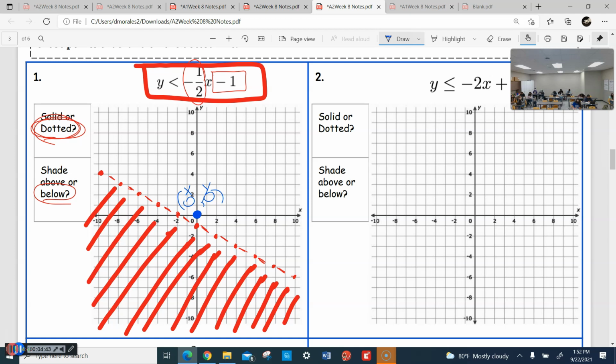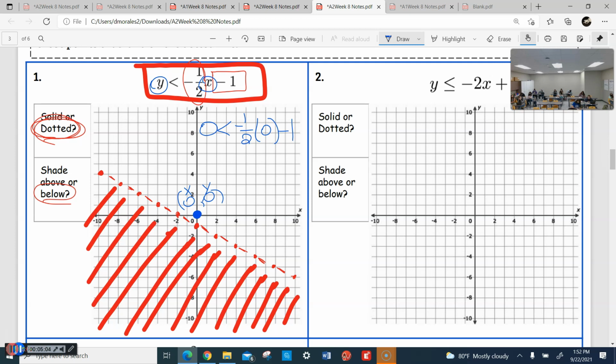So I'm going to go ahead and take that x and y value of 0 and 0 and substitute them in for the y and the x up here in my inequality. So here's what it would look like. It would be 0 is less than negative 1/2 times 0 minus 1. I'm going to simplify that using pen dots.